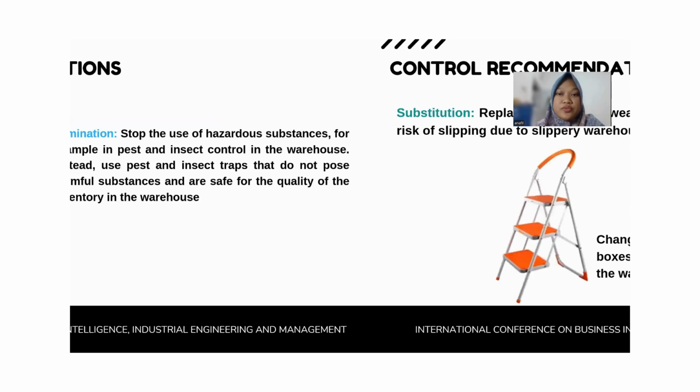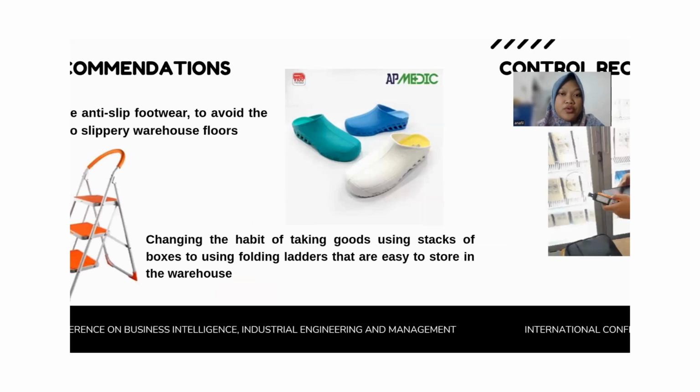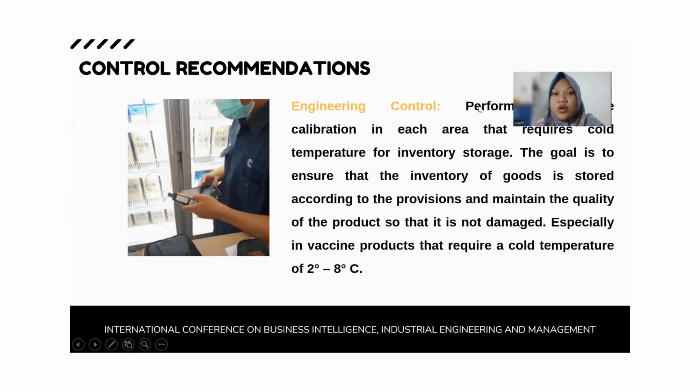inventory in the warehouse. And the substitution control recommendation: replace footwear with anti-slip footwear to avoid the risk of slipping due to a slippery warehouse floor. And then change the habit of taking goods using a stack of boxes to using a folding ladder that is easy to store in the warehouse. Okay, this is about engineering control. Perform temperature calibration in each area that requires cold temperature for inventory storage.